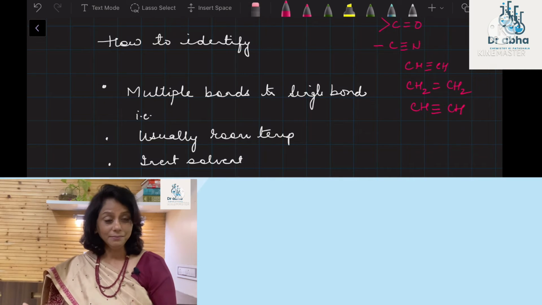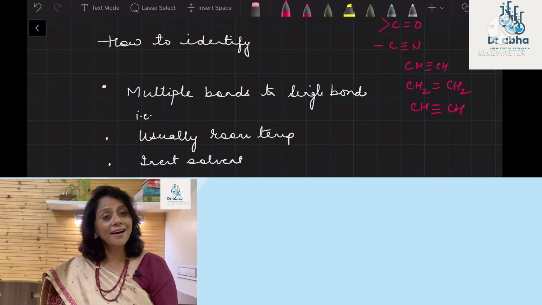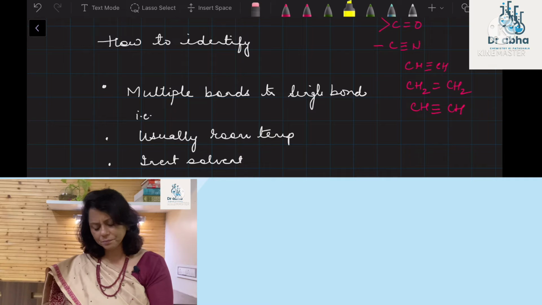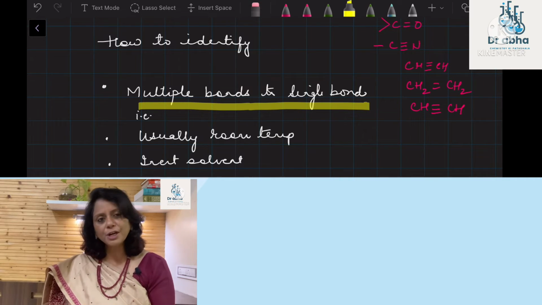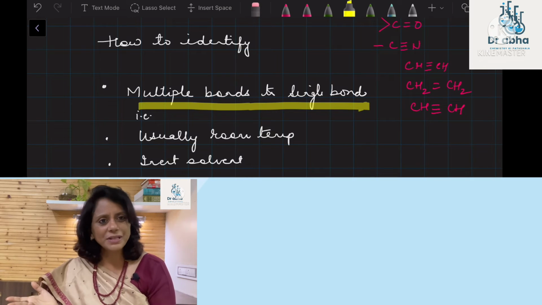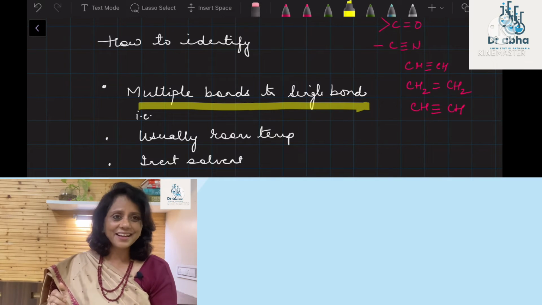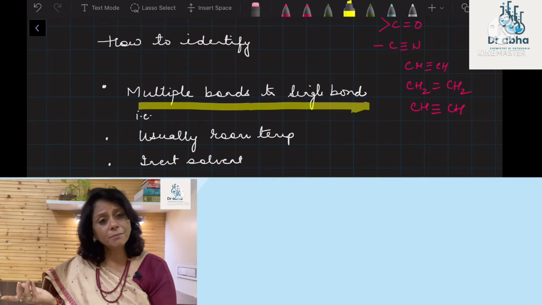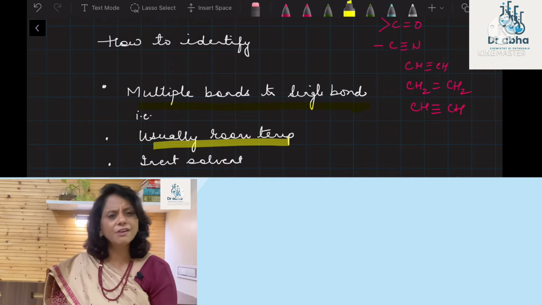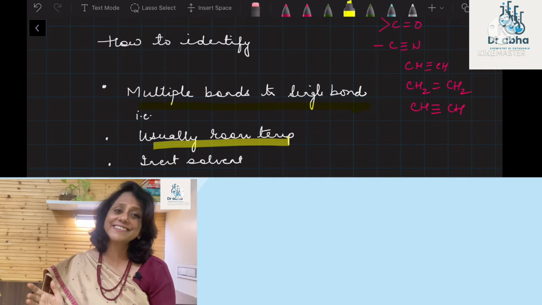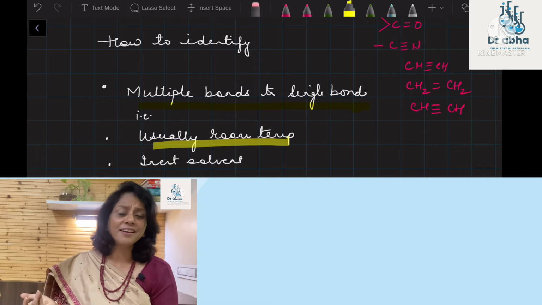How to identify whether the given compound is undergoing an addition reaction? You will always see that the multiple bonds are converting into single bonds. You will start with ethyne and you will land up with ethane. When you add hydrogen to it, or when you add chlorine, you will get other addition products. But from multiple bonds, you will land up on single bonds, right? And usually the reaction will not require very stringent conditions like high temperature, high pressure, or sunlight.